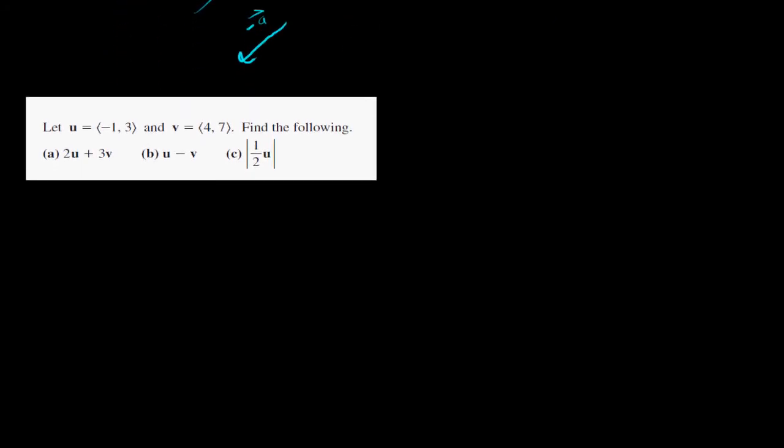And so now we can actually try some practice problems using real numbers instead of these variables. We're given this problem that says let u equal the vector with components -1, 3, and v equal the vector with components 4, 7. Find the following. 2u plus 3v, which is a mixture of both vector addition and scalar multiplication, and u minus v, which is a vector subtraction. And then finally, the magnitude of 1/2 u. So that's the absolute value of 1/2 u.